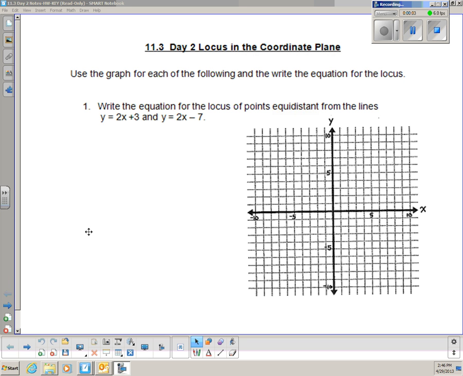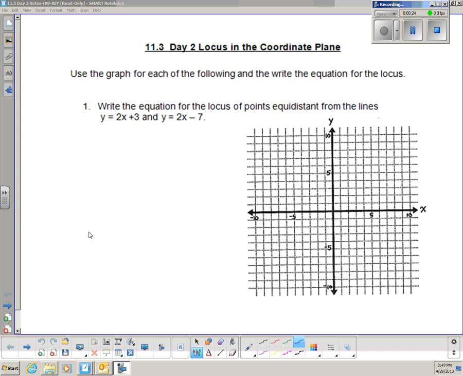Alrighty, so for today's lesson, we are going to deal with locus again, but now we're actually going to find equations of lines and do stuff on the graph. So on the first one, it wants you to write the equation for the locus of points equally distant from the lines y equals 2x plus 3 and y equals 2x minus 7. So go ahead and graph both of those lines.